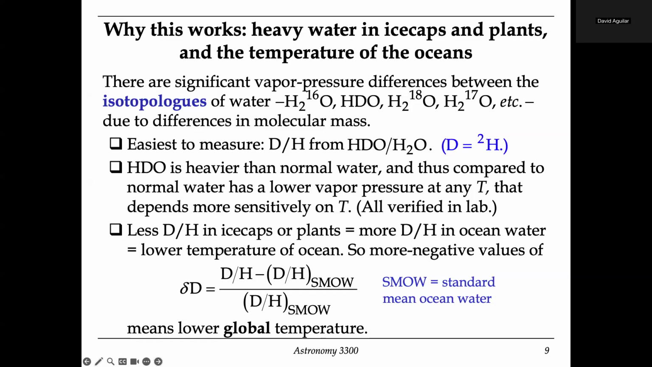Good. So let's look over here. The D to H in ice caps or plants being smaller means there's more in the water. Does that make sense? Should they match each other, or is there an interaction?